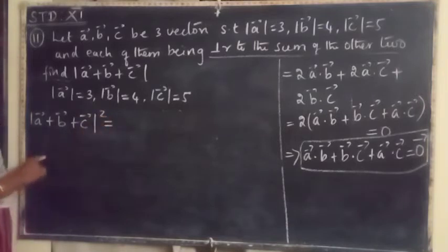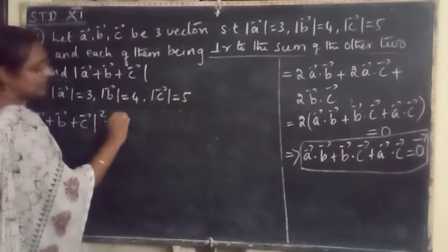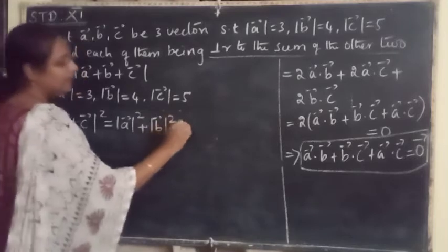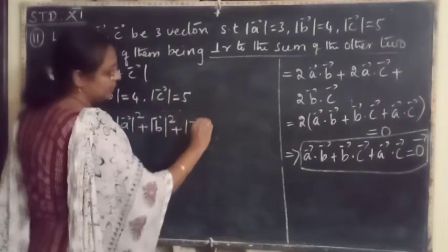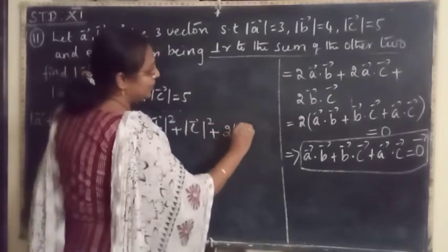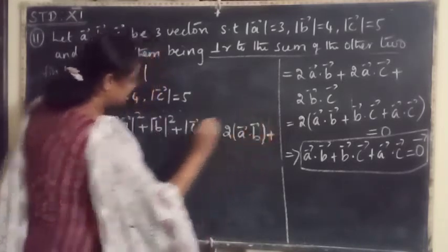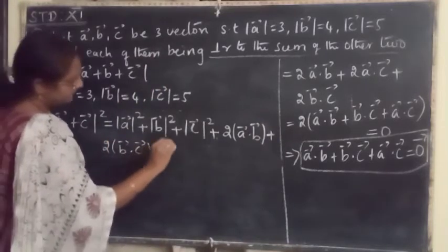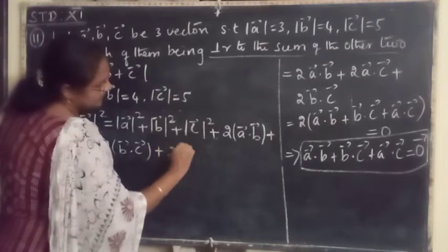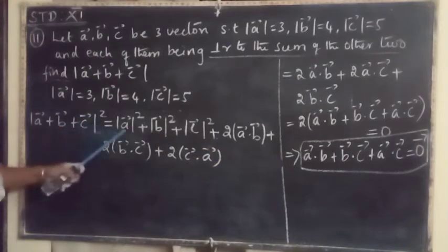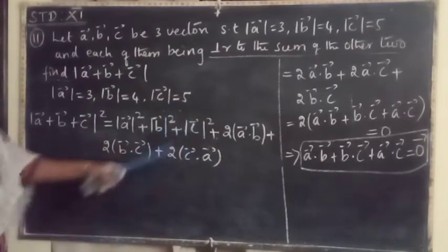What is the formula? The expansion formula you have learned in your 9th standard, isn't it? It will become modulus of A vector the whole square plus modulus of B the whole square plus modulus of C the whole square plus 2 times A dot B plus 2 times B dot C plus 2 times C dot A. Do you remember the A plus B plus C the whole squared formula? A squared plus B squared plus C squared plus 2AB, same formula.